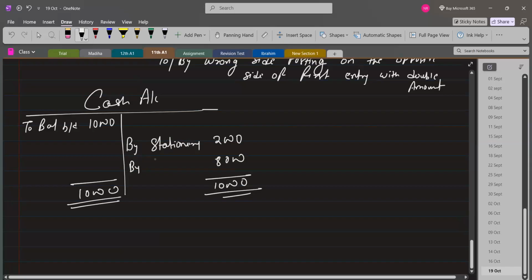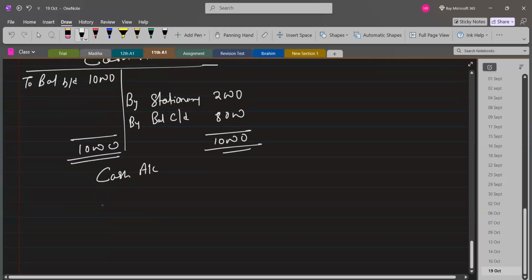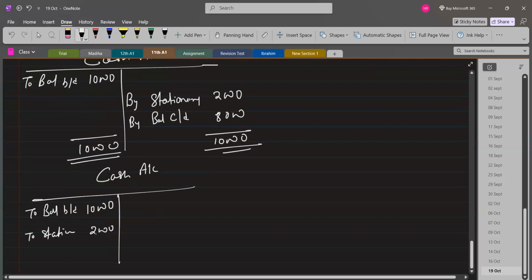If we have done the solution in this way, then our balance should be 8,000. But we have made a mistake. What have we done? We have written stationery on the debit side. So to balance BD 10,000, by mistake we have written stationery on the debit side also, 2,000. Now what do we have to do?